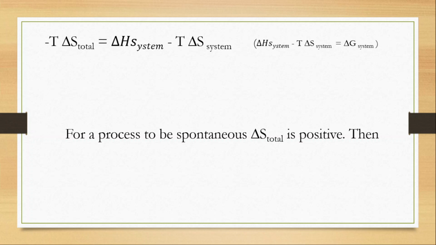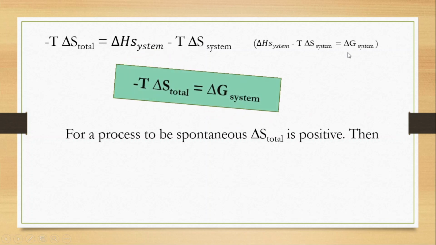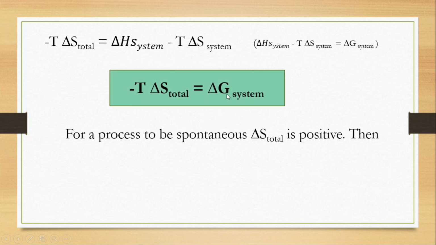Gibbs free energy, Gibbs-Helmholtz equation is delta G is equals to delta H minus T delta S. So delta H minus T delta S can be written as delta G. So we'll write that one. So delta G of the system is equals to minus T delta S total. Clear it is? So it is negative sign. So delta S total, we don't have system or surrounding separately, so we are considering as total we are using. I hope it is clear now.